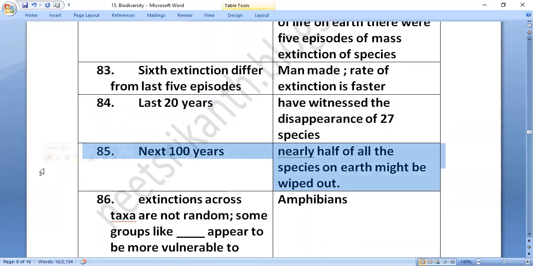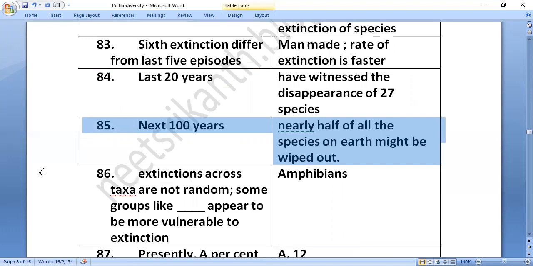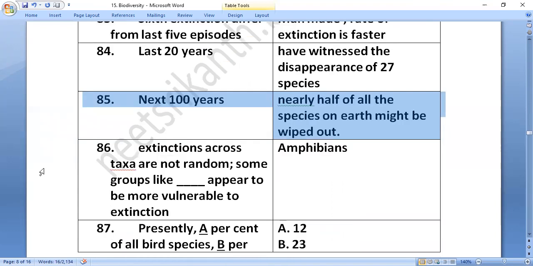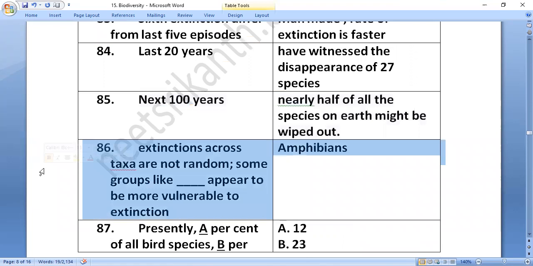In the next 100 years, nearly half of all the species on Earth might be wiped out. Extinctions across taxa are not random. Some groups like amphibians appear to be more vulnerable to extinction.